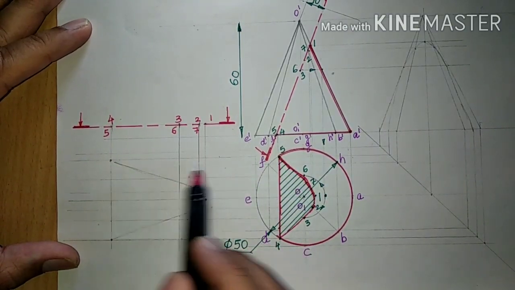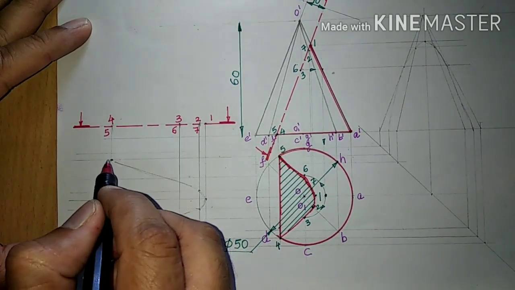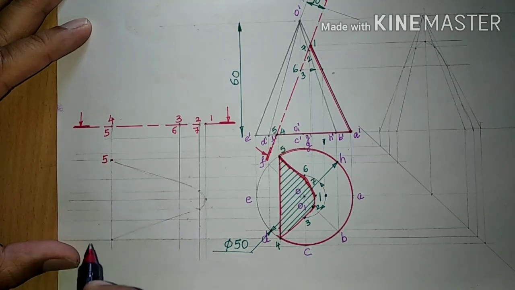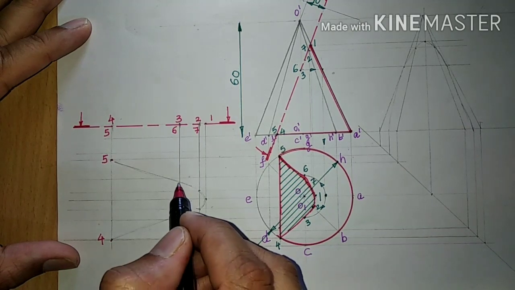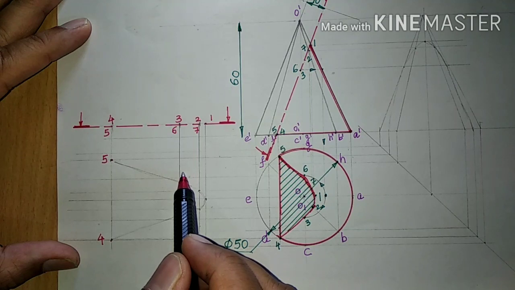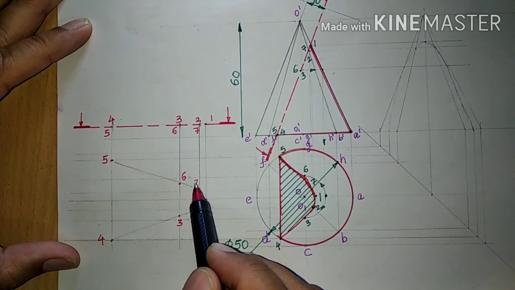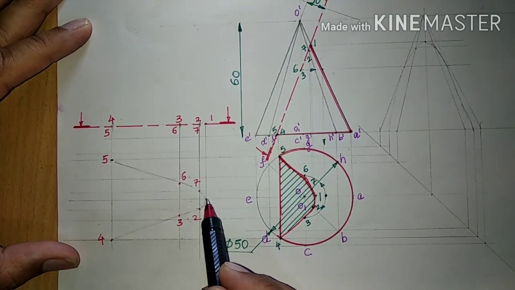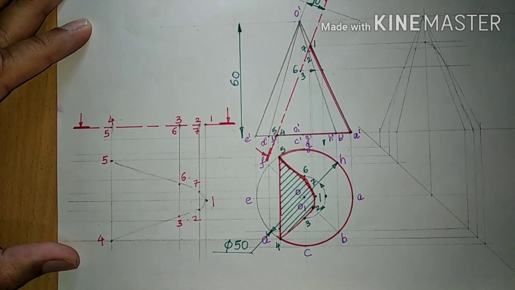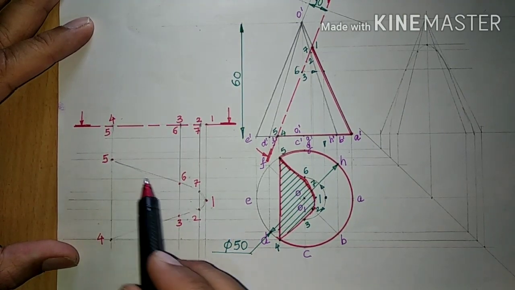After taking all the points on the left hand side, we'll get here as 5, this point as 4, this as 3, this as 6, this as 7, this point 2, and this point as 1. Again, we'll connect all these points with a curvature.